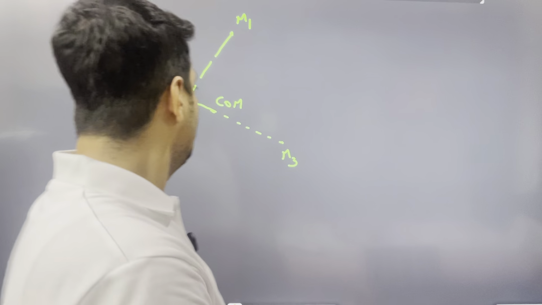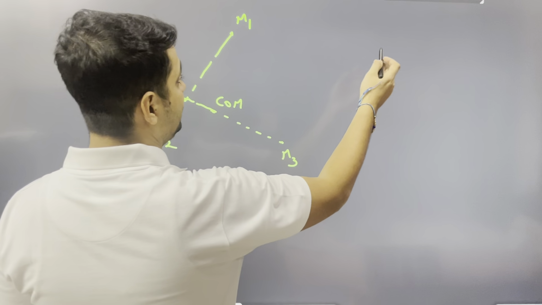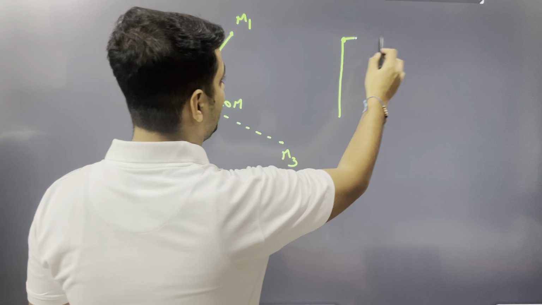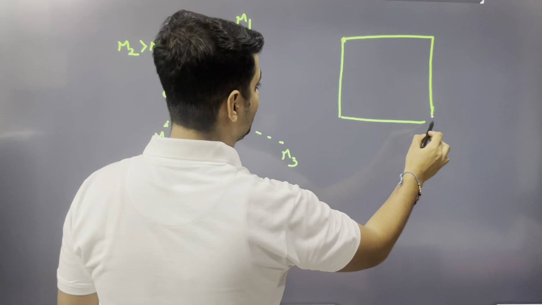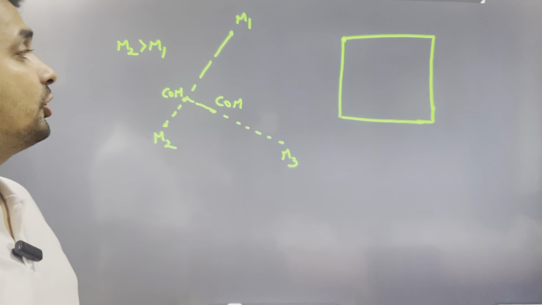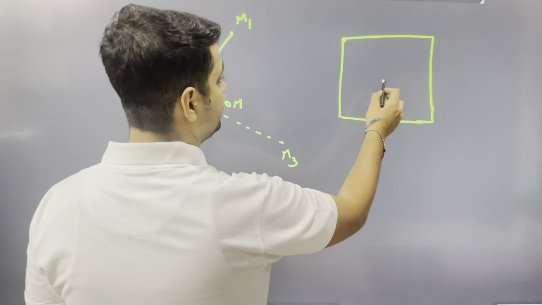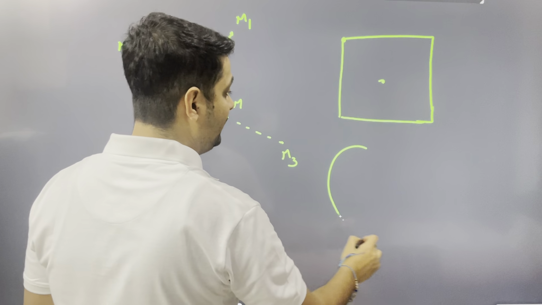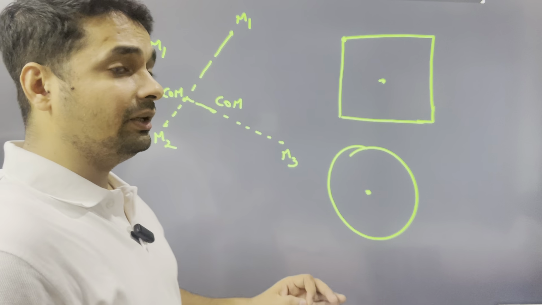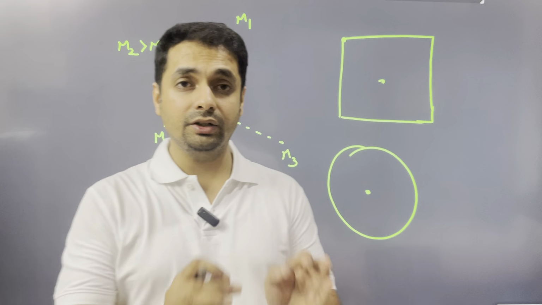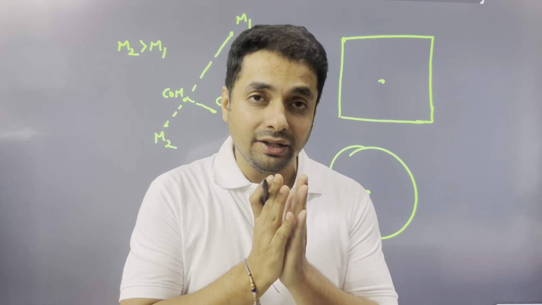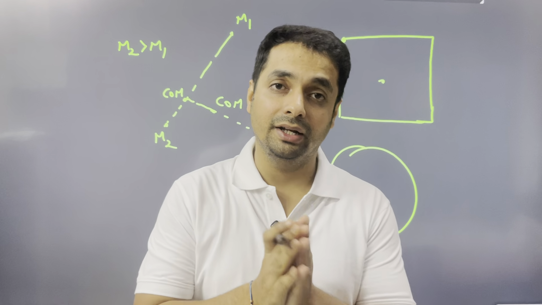Is it clear? In the same way, for example, if you have one body like this, a rectangular plate, and if it is uniform, then definitely the center of mass will lie at its physical center. In the same way, if you take a circular plate, its center of mass will lie at its physical center. So just keep it in mind: if it is a uniform body, meaning mass is uniformly distributed everywhere, then the center of mass will lie at its physical center only.